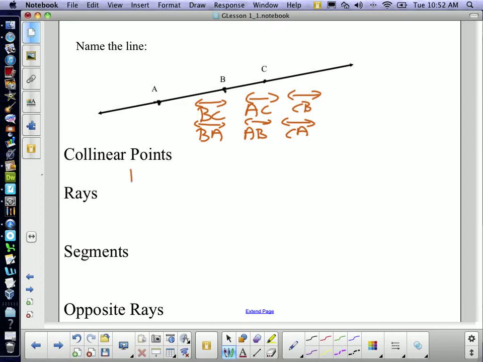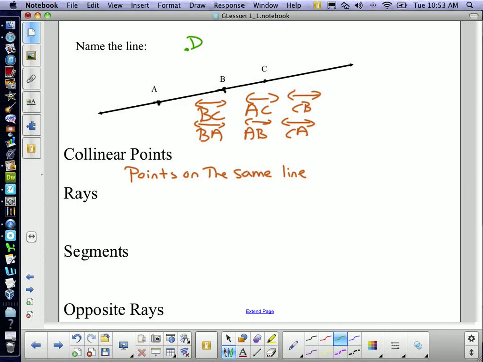Collinear points are points on the same line. So in the example above, A, B, and C are collinear points. The opposite of collinear is non-collinear. So if I put a point D here, D would be non-collinear with A and B. D, A, and B are non-collinear.